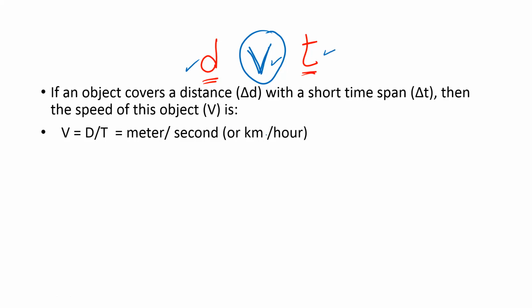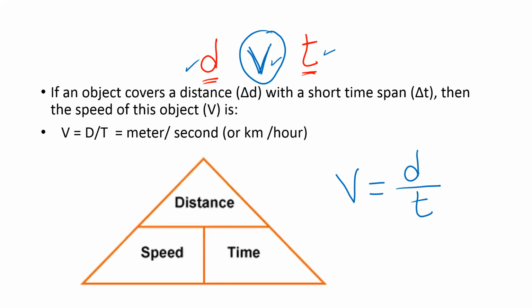How can I calculate it? What is the law? I'm using velocity or speed equals d over t. So I have here the speed v equals d over t. How about if I want to calculate the distance? It will be speed times time. If I want to calculate time? Distance divided by speed.